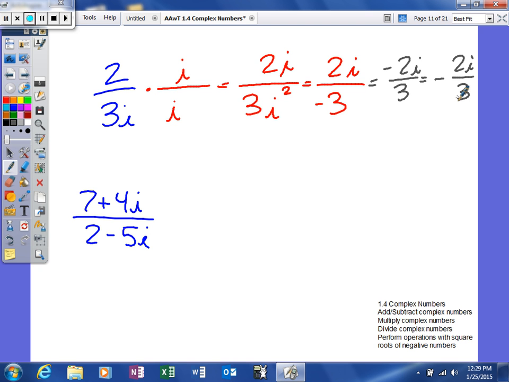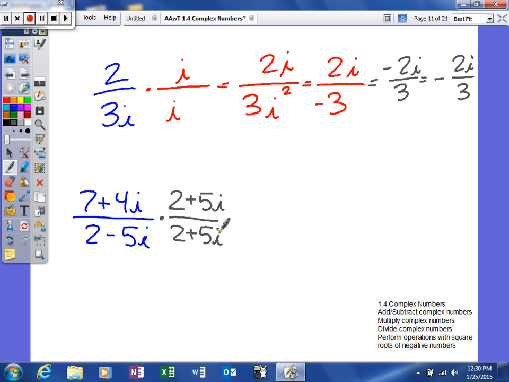Looking at our next example, this time, unlike the first example where we had a monomial in our denominator, now we have a binomial in our denominator. The good news is the steps we're going to take to rationalize this denominator are exactly like the ones we did when we had a binomial and a radical, and that's to multiply by the conjugate. Just a quick reminder, the conjugate has the same two terms, but a different middle sign. So we're going to multiply the top and the bottom of our fraction by 2 plus 5i.